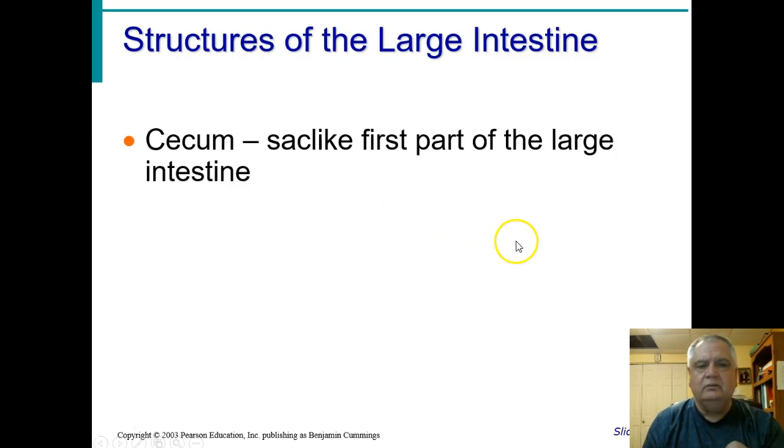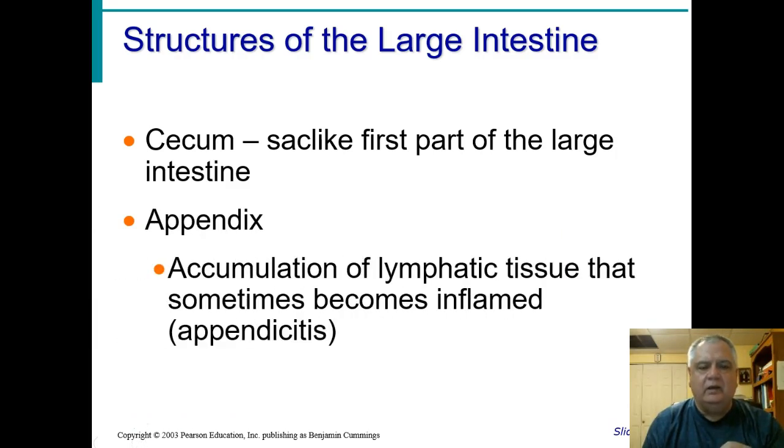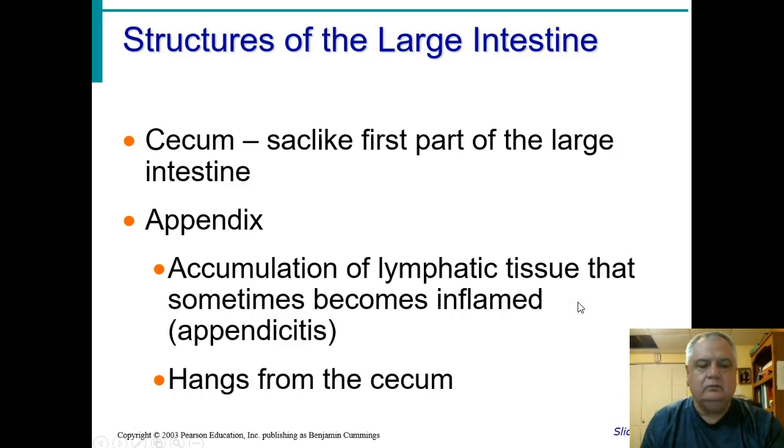First of all, we have the cecum. The cecum is the sac-like first part of the large intestine. Then we have the appendix. The appendix is an accumulation of lymphatic tissue, so it's going to have lymphatic function. It's going to contain those T cells and B cells. And sometimes the appendix can become inflamed, and when it does, that's referred to as appendicitis. The appendix is kind of like a finger-like projection of lymphatic tissue that hangs from the cecum.